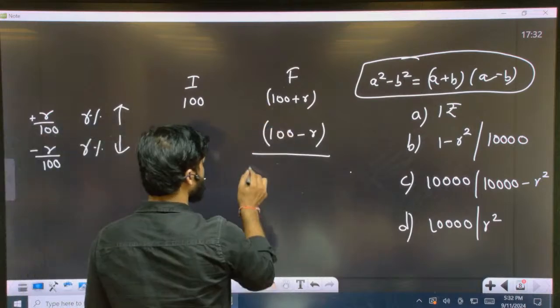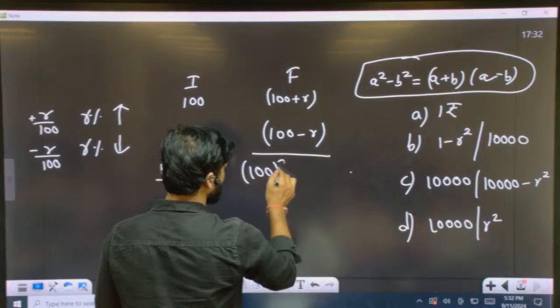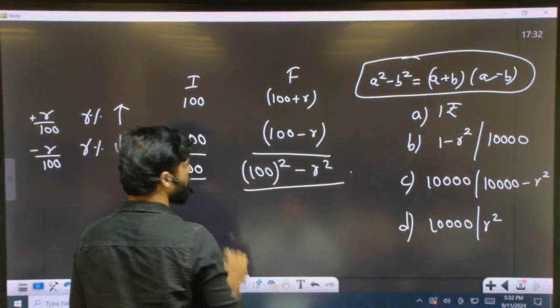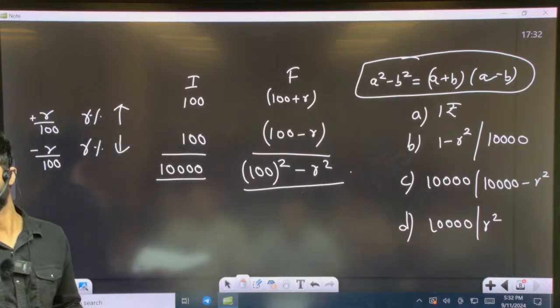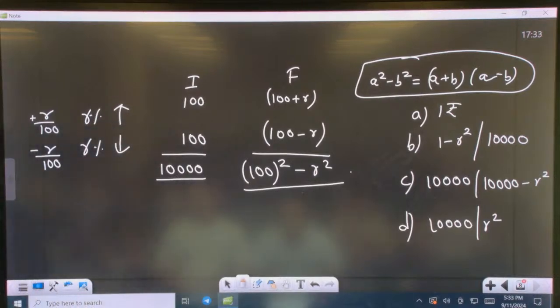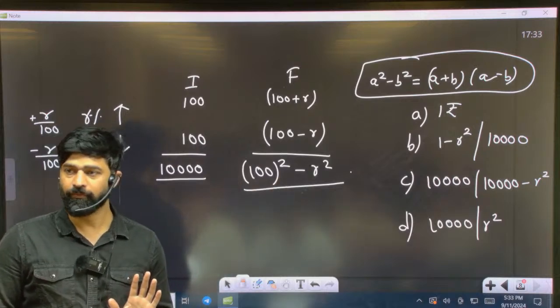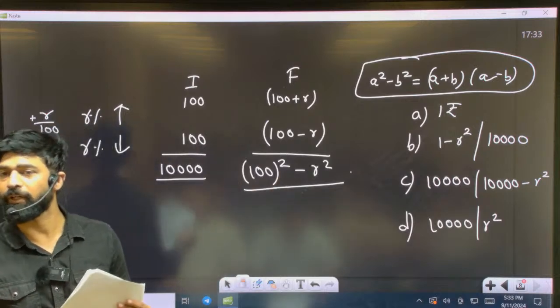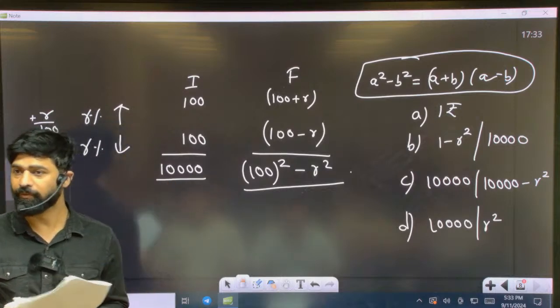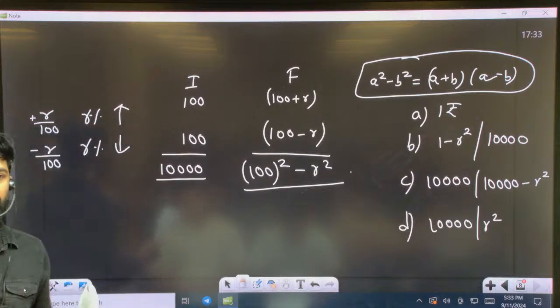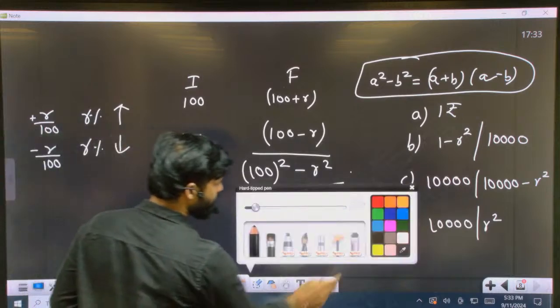So A value is 100, so 100 square minus R square, or if you expand that 100, it will be 10,000 minus R square. And he has simply said that the latest price is 1 rupee. And our latest price is 100 square minus R square. And for original price, we have to find out the value of how many units? 10,000 units. Any problem? Okay.